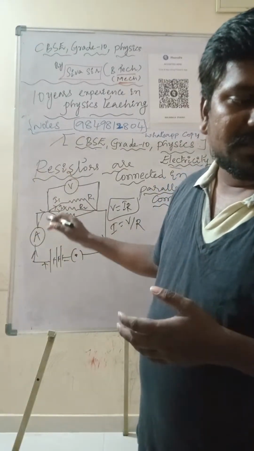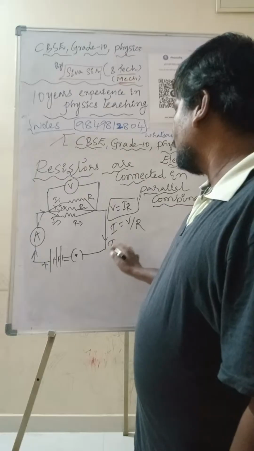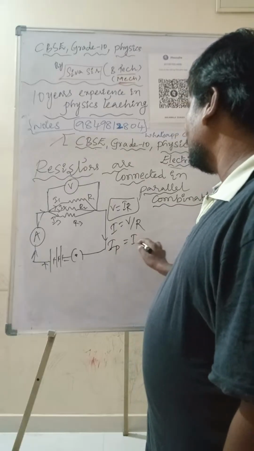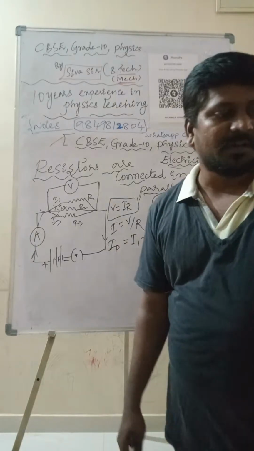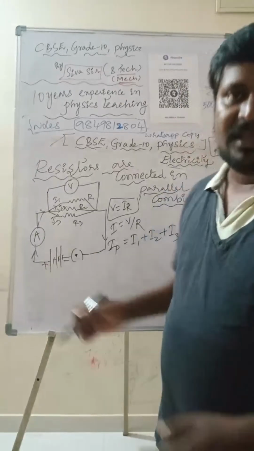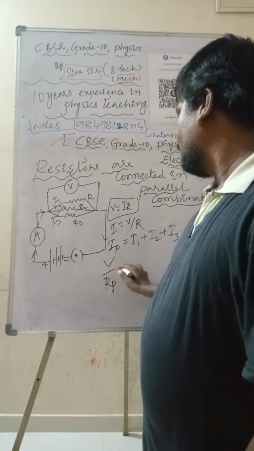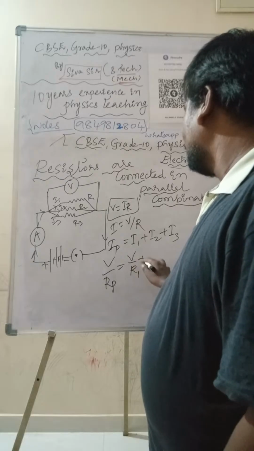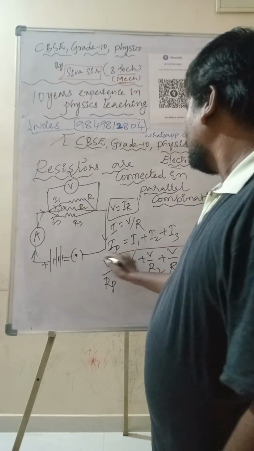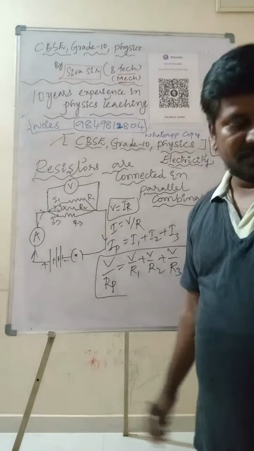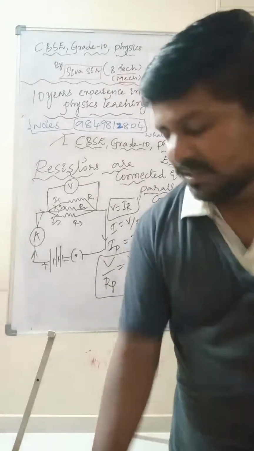So we have to take the current. If the current is dividing, then IP equals I1 plus I2 plus I3. Considering the potential difference in a parallel combination, we can take V by RP equals V by R1 plus V by R2 plus V by R3. From this we can take V common.